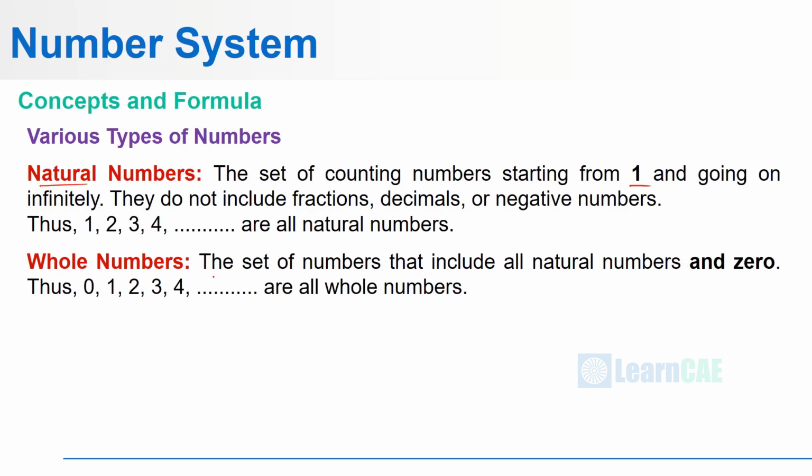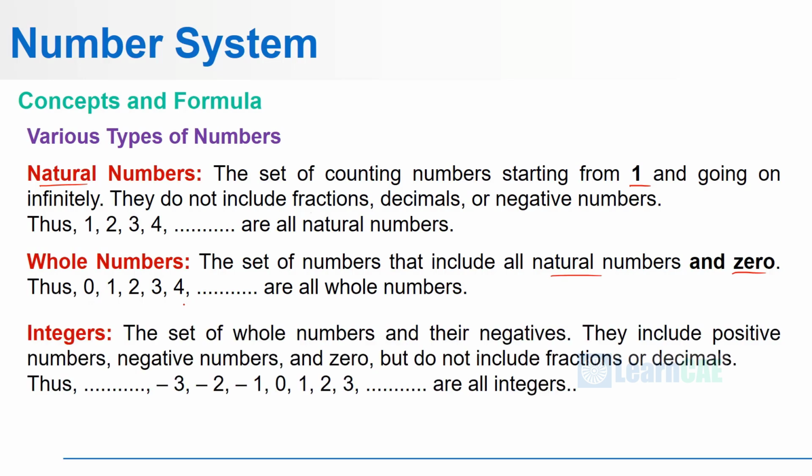Next is whole numbers. These are the set of numbers that include all the natural numbers and 0. That is, it starts from 0, 1, 2, 3, 4 and it goes on like that. Next is integers. These are the set of whole numbers and their negatives included. They include positive numbers, negative numbers and 0, but do not include any fractions or decimals. So the integers are starting from minus infinity to plus infinity, all the numbers mentioned here. But it should not include any fractions or decimals.